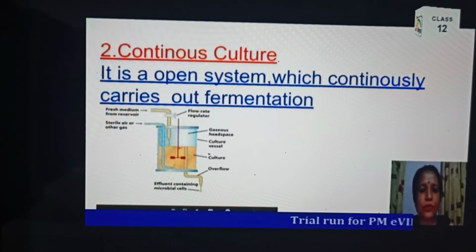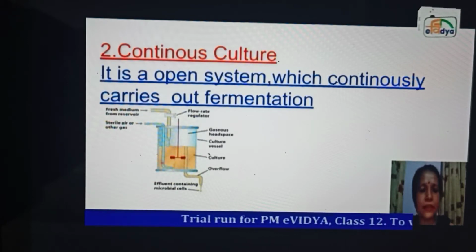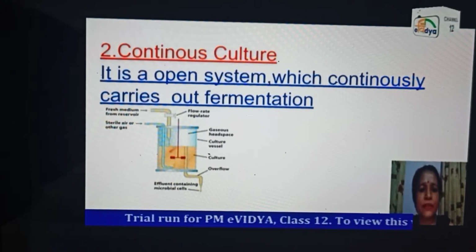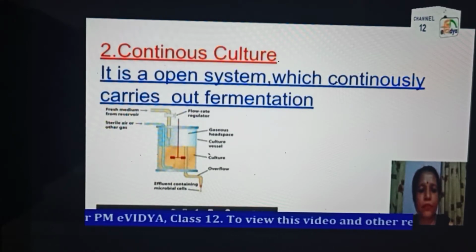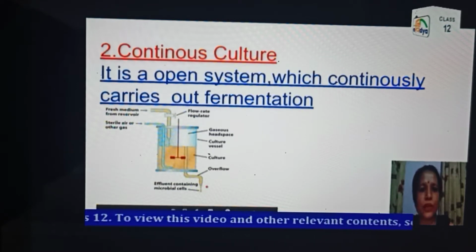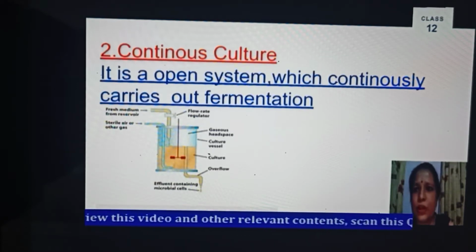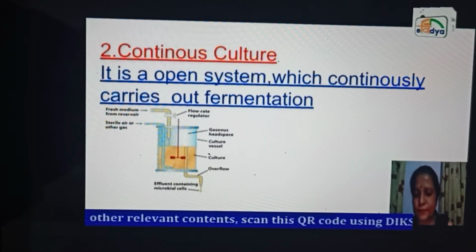As a result, these microorganisms remain in a physiologically active state. And these microorganisms are regularly getting the required nutrients. As a result, the products will be obtained from here, and this type of culture is known as continuous culture, and the microorganisms are in the exponential phase.